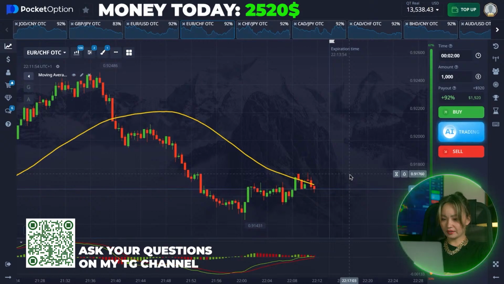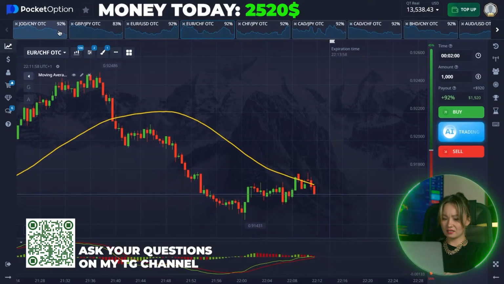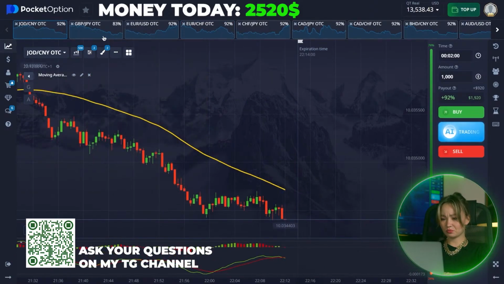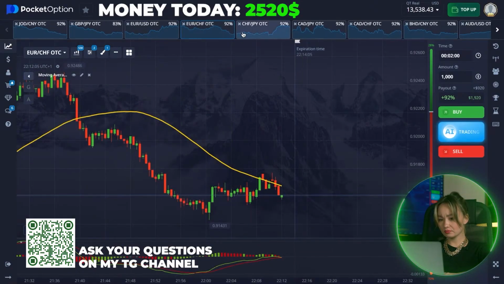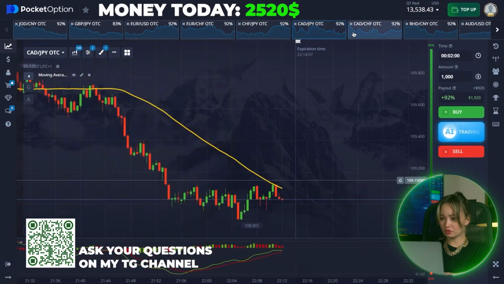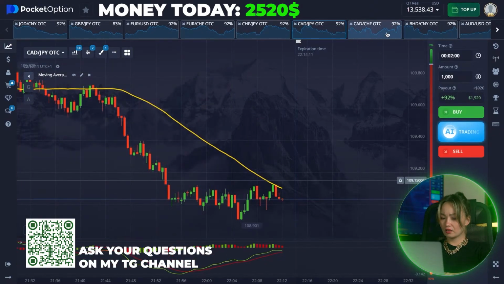Should we enter here again? I think we shouldn't. This instrument seems random. We are lucky to win. But let's search for a good setup. This looks interesting, but not really.